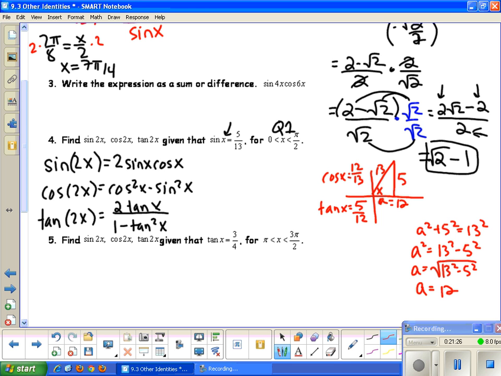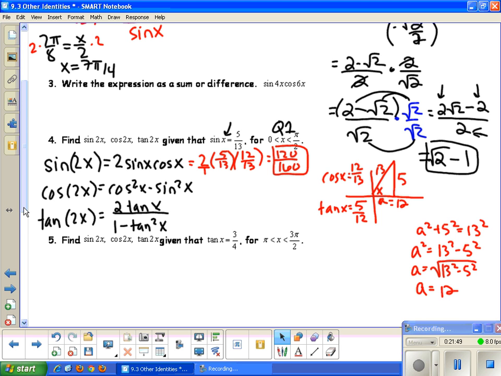Now I can use those to simplify these formulas. For the first one, I have 2 times the sine of x, which is 5 over 13, times the cosine of x, which is 12 over 13. Remember, this is really over 1, so multiply all your numerators and all your denominators. When you do that, you get 120 over 169.